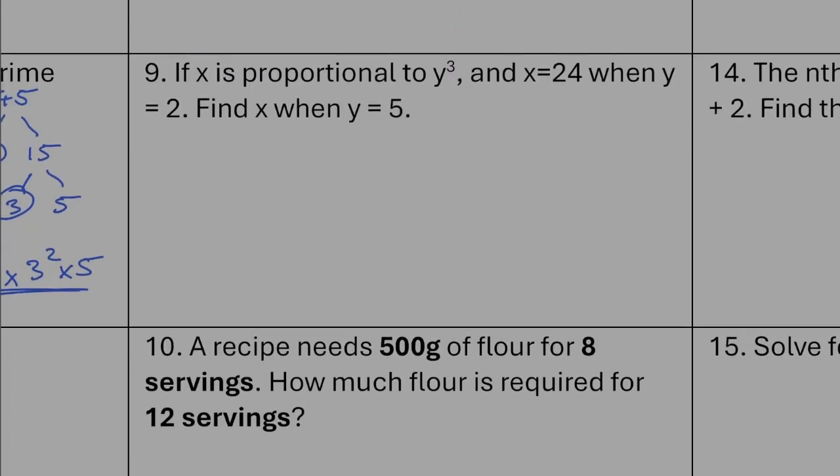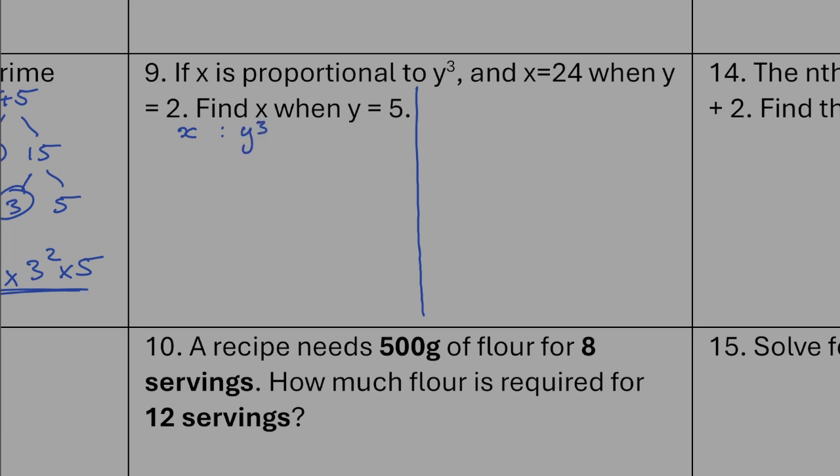Question 9. If x is proportional to y cubed and x is 24 when y is 2, find x when y is equal to 5. So I'll tell you straight, I'm going to do this with two methods, particularly on a non-calc. I find it useful to do it with two methods, just to confirm your answer. So we've actually got the ratio. So I'm going to use the ratio method first of all.